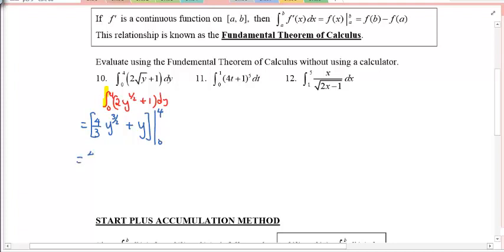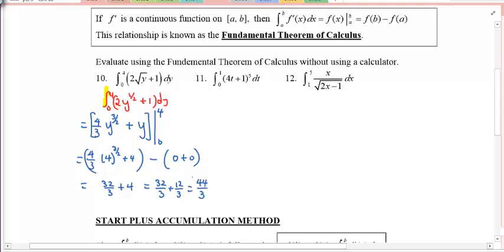So we plug in 4. And we also plug in 0, which just so happens to be 0. And then we subtract them. And so in this case, if you did the calculations, 4 to the power 3 over 2 is 8. So this is 32 over 3 plus 4. That's 32 over 3 plus 12 over 3. How about 44 over 3? All right. Let's try 11.